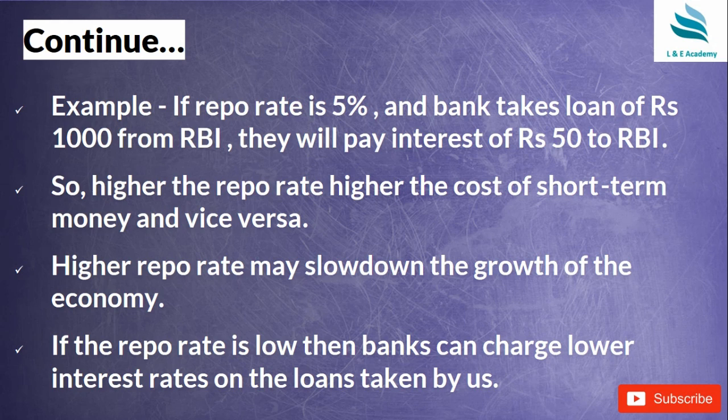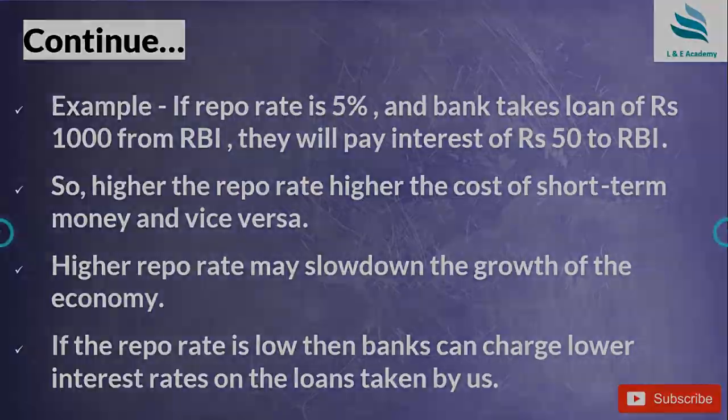People will not get loans from the banks because the banks are paying more interest to RBI. So if the repo rate is low, then the banks can charge lower interest rates on the loans taken by us. It's easy to understand.